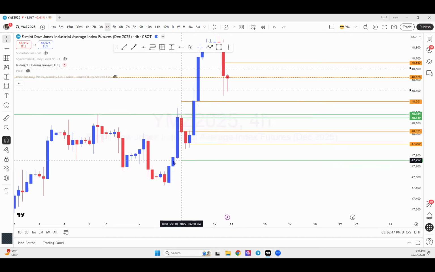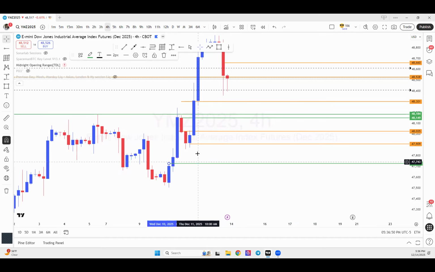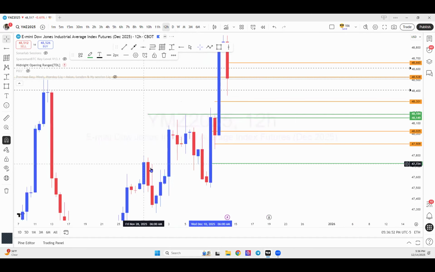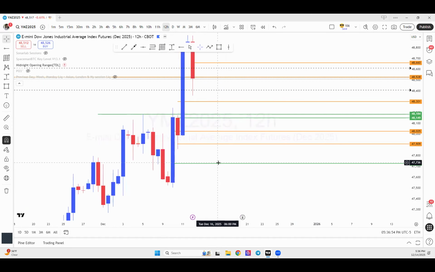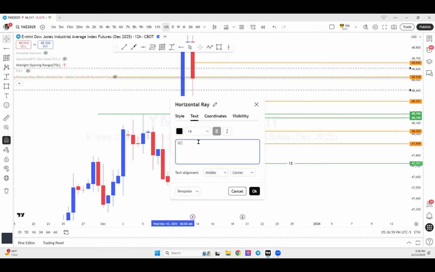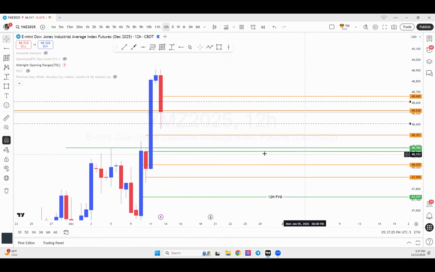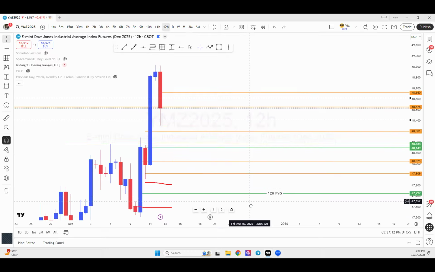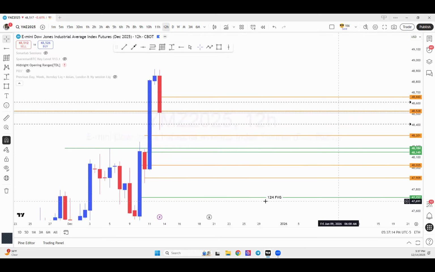So this was the 12 hour? Go to the 12 hour. There's a fair value gap there. I just want to mark it, because you added some stuff and I want to make sure. The fair value gap starts from here. So if you want to mark it out correctly, use your rectangle here.